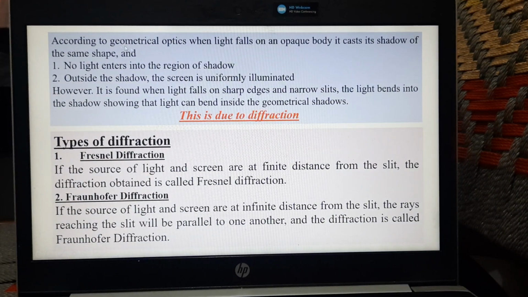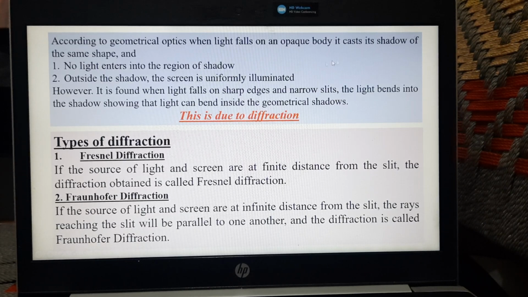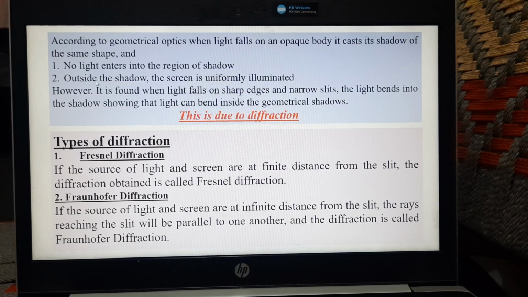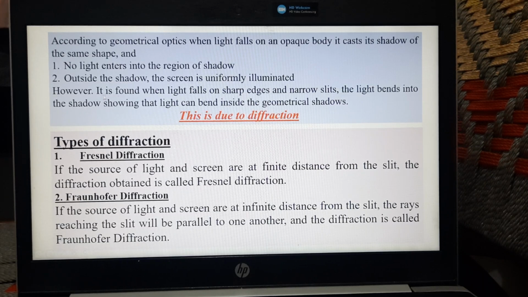According to geometrical optics, when light falls on an opaque body, it forms its shadow of the same shape. And if no light enters the region of shadow, the screen is uniformly illuminated outside the shadow. However, it is found that when light falls on sharp edges or small openings, the light is bent, and light can be seen inside the geometrical shadow. This process is due to diffraction.